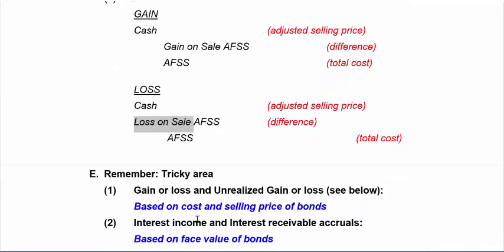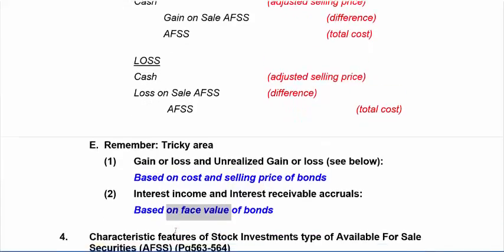Now, tricky areas: the gain or loss, or the unrealized gain or loss that we'll look at later, are based on the cost and the selling price of the bonds, not based on the face value. The interest income and the interest receivable are based on the face value, not on the cost.